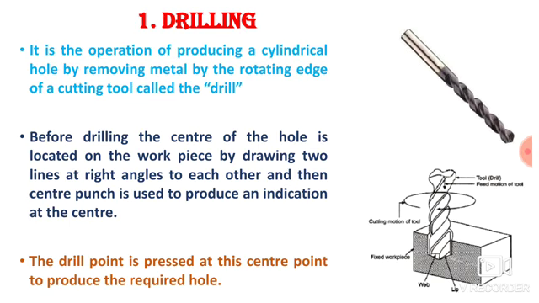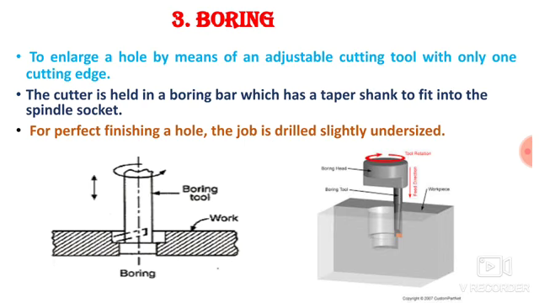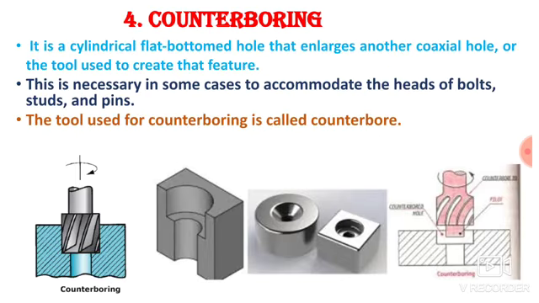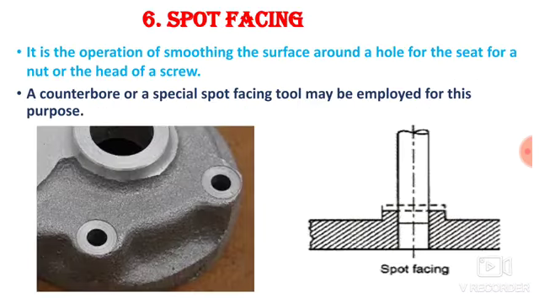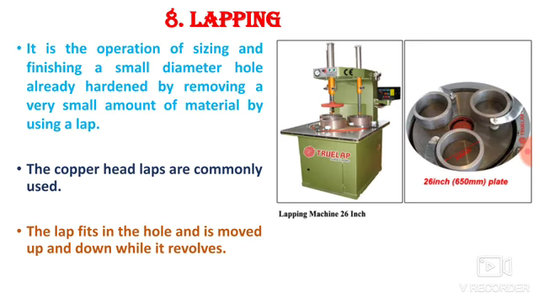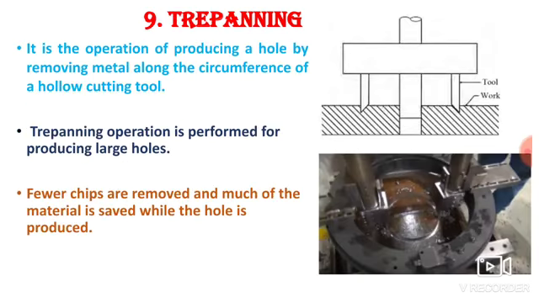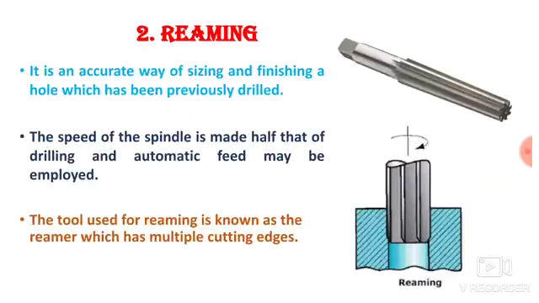Now we will discuss one by one which are the possible operations that we can perform over the drilling machine. The very first operation is drilling, second reaming, third boring, fourth counter boring, fifth counter sinking, sixth spot facing, seventh tapping, eighth lapping, and ninth trepanning. So these are some possible operations which we can perform over the drilling machine.